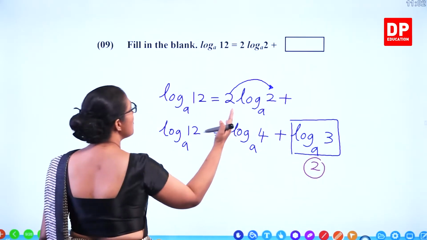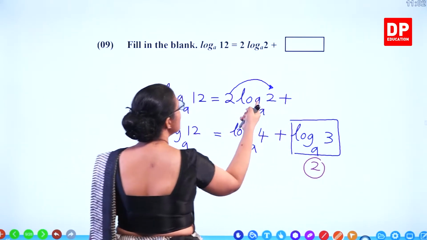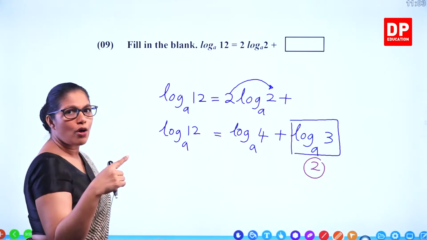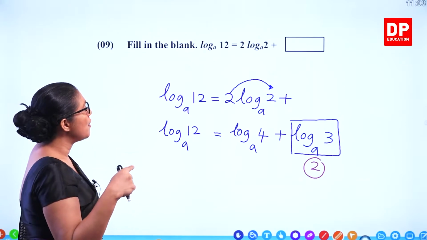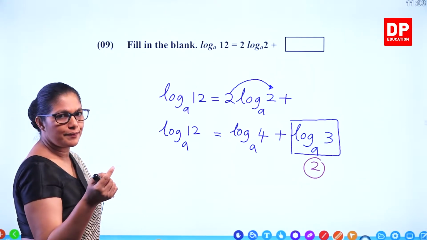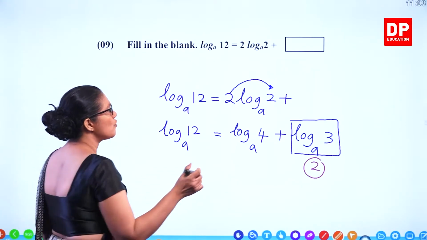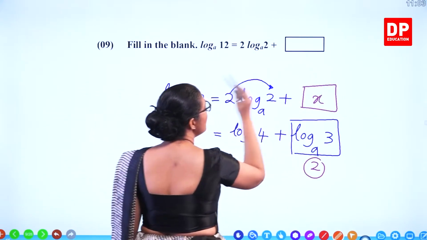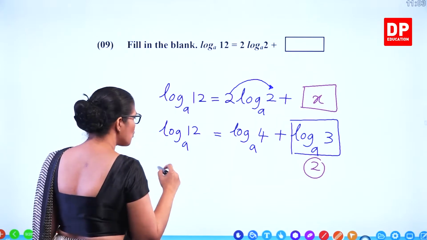Or you can do subtraction. What is this one? You subtract, 12 divided by 4. Log of 12 divided by 4, you get log A 3. So that's also possible to find out the blank. So you can put x or something and do it. So 2 marks for that.